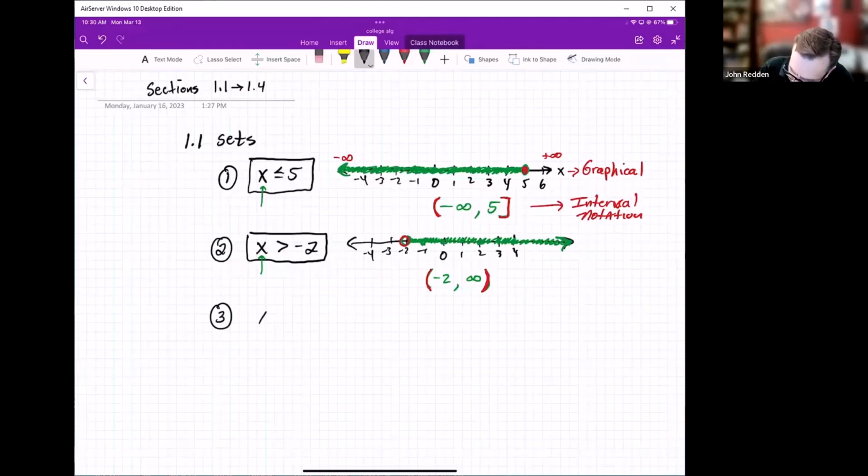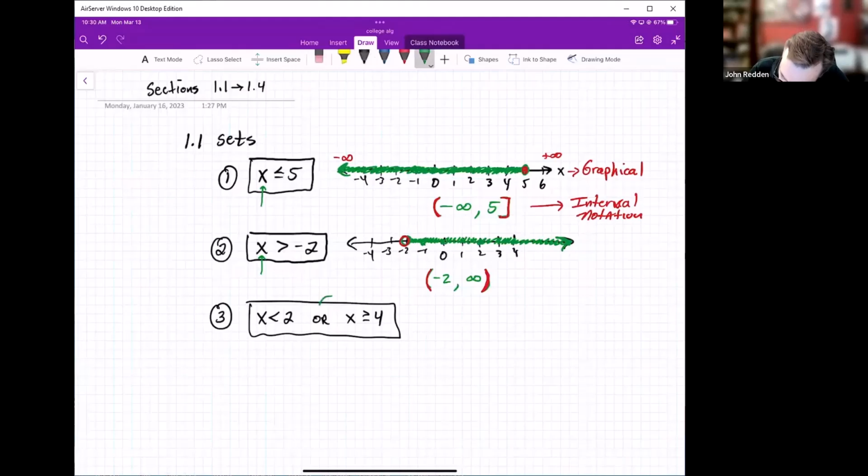more advanced. Let's say we had x is less than 2, the mathematical keyword or, x is greater than or equal to 4. So let's say this is our answer. Now that or in mathematics often means the union. Often, it always means the union. And the notation for the union is an upside down U.